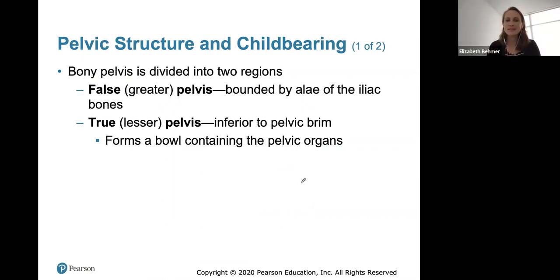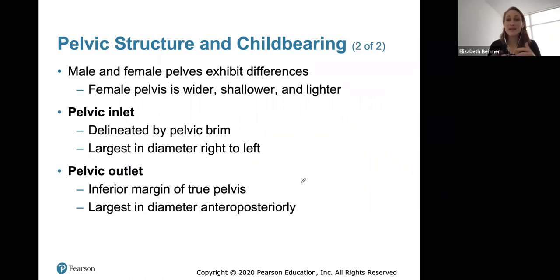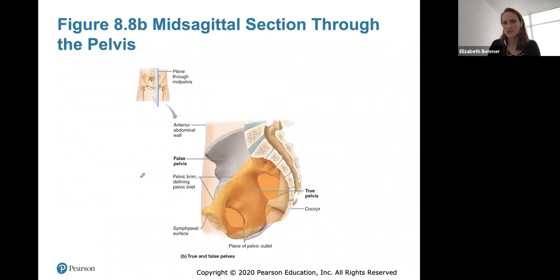The bony pelvis is divided into a false and true pelvis. I won't ask you guys questions about that, but there's a greater and lesser pelvis. The male and female pelvises exhibit differences. The female pelvis is wider, shallower, and lighter. The pelvic inlet and pelvic outlets are a little bit different. And again, I won't ask you too many questions about that, but you should know the differences between a female and a male pelvis. This differentiates where the true pelvis is, where the false pelvis is.